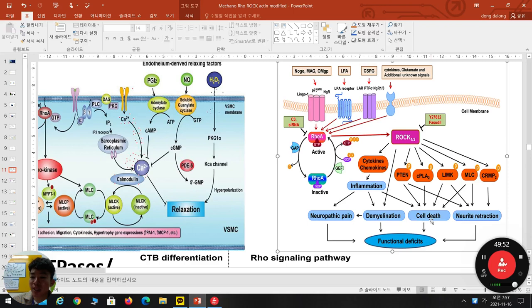Here they mention cell death, neurite retraction, neuropathic pain, or functional defect, but in our mechanical induction, ROCK is involved in actin polymerization, cell spreading, cell contraction, inflammation, anything. So this ROCK kinase is a very fundamental mechanism to regulate the cell. The action of the cell below this depends on your study. This can be inflammation, cell survival, cell death, exosome secretion, all kinds of things can be done.